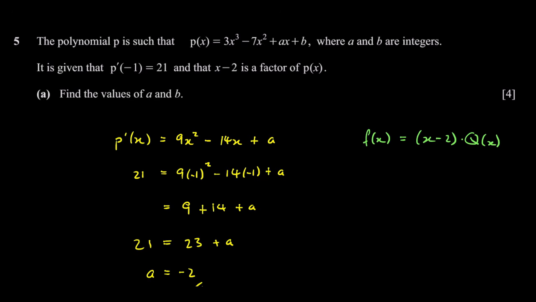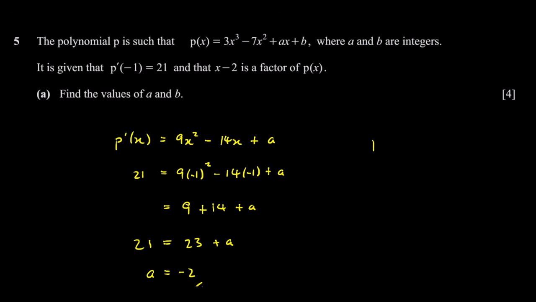Because the definition of a root is a value of x which, if I substitute it in, will give me 0. So if I've got f of 5 and that equals 0, that means that 5 is a root. That's the definition. And what we're saying here is if I substitute 2 in, this will become 2 minus 2, which is 0, and so the whole thing will be 0. So basically, we know that if x minus 2 is a factor, 2 must be a root. That's the explanation.